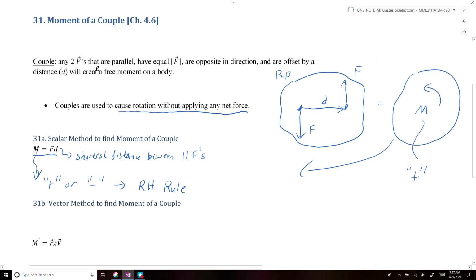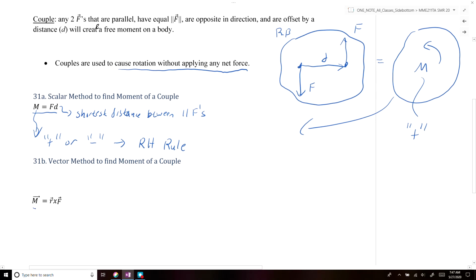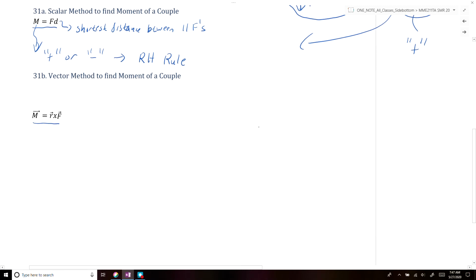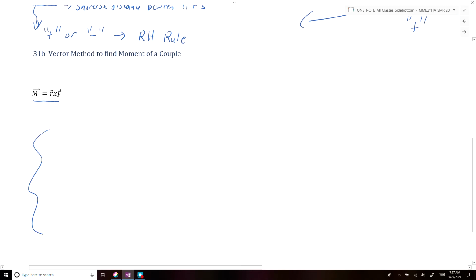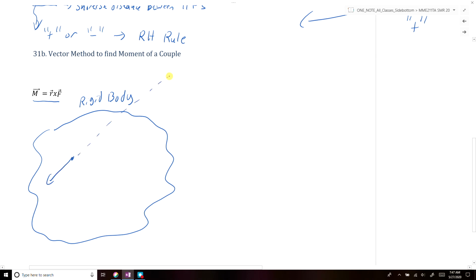You can also use vectors to calculate the moment of a couple. This is very useful, especially in three dimensions. We can define our moment of a couple as r cross F. If we draw our rigid body, it can be any rigid body, I'm just drawing an arbitrary shape here, and we have a couple moment acting on the system. Let's say we have one force, I'll call this negative F, and then another force going in the opposite direction, I'll call this positive F.